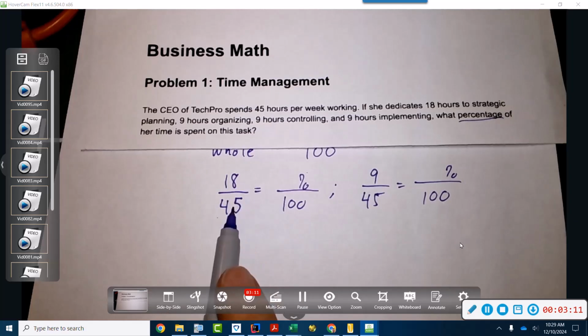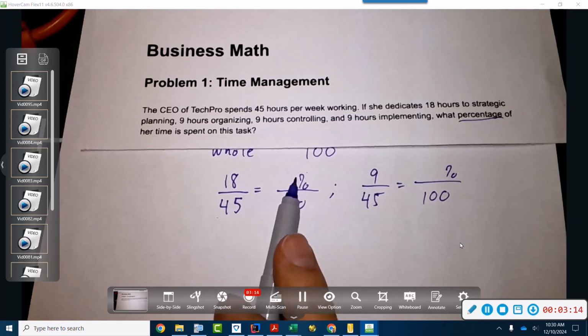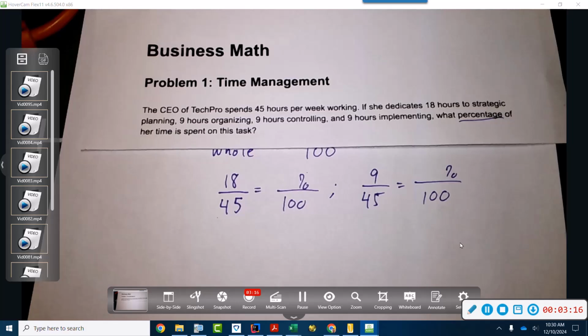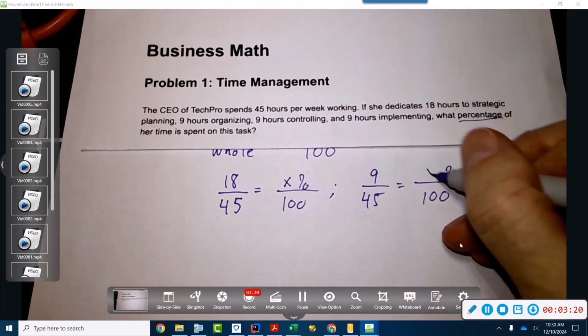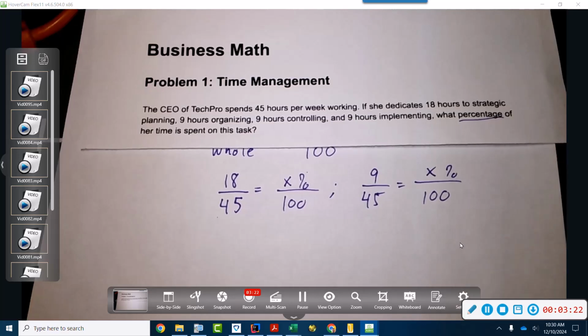All right, now let's go ahead and figure out what percentage this is. We have the part over the whole equals this percentage over the 100. Now this is very easy. All you got to do is put an X right here for what you don't know. And in fact, we can solve both of these simultaneously.